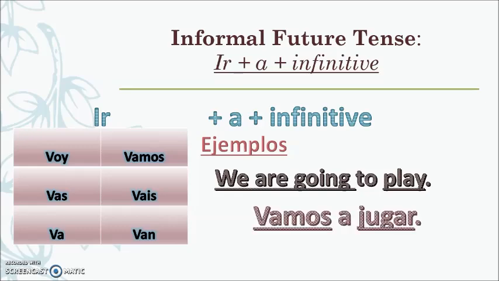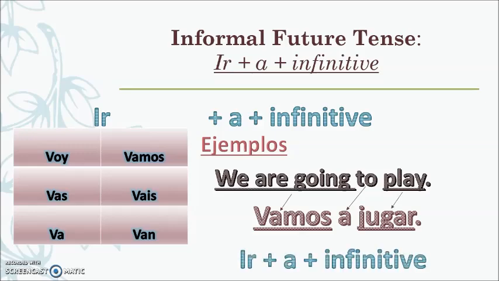So some ejemplos of this would be, we are going to play. So we would say, vamos a jugar, because we are going is the conjugation of ir, so vamos. To is a, and play is jugar. And so to compare it to the formula, we say vamos is ir, a is a, and then the infinitive is jugar. So that is only for saying informally what someone is going to be doing.